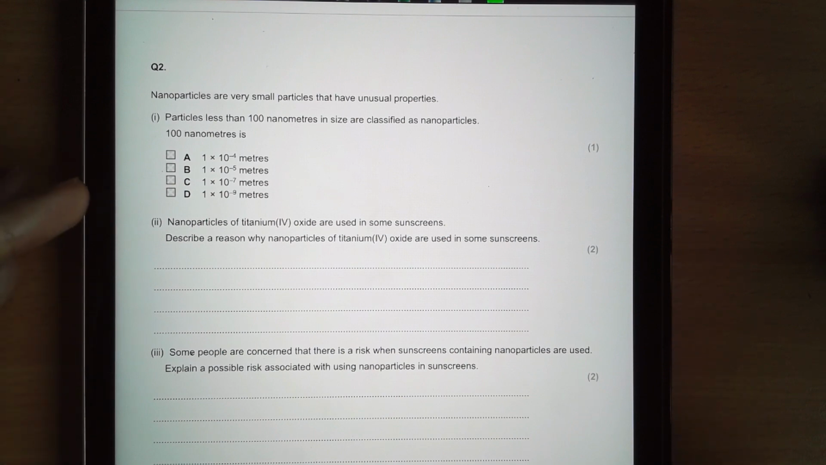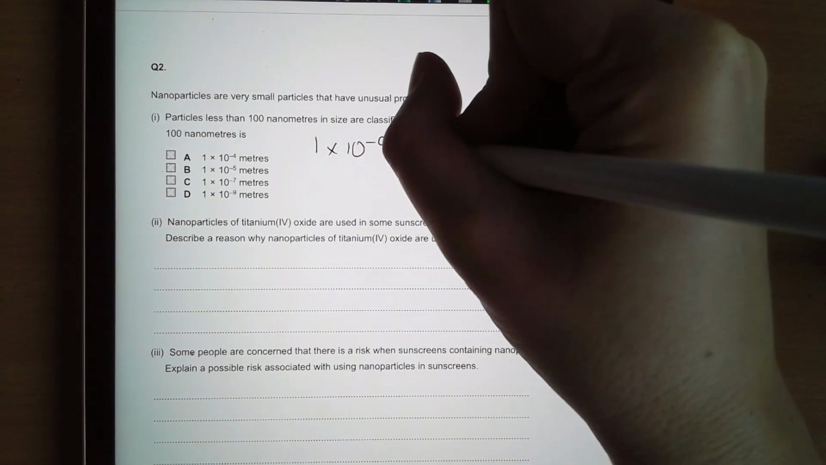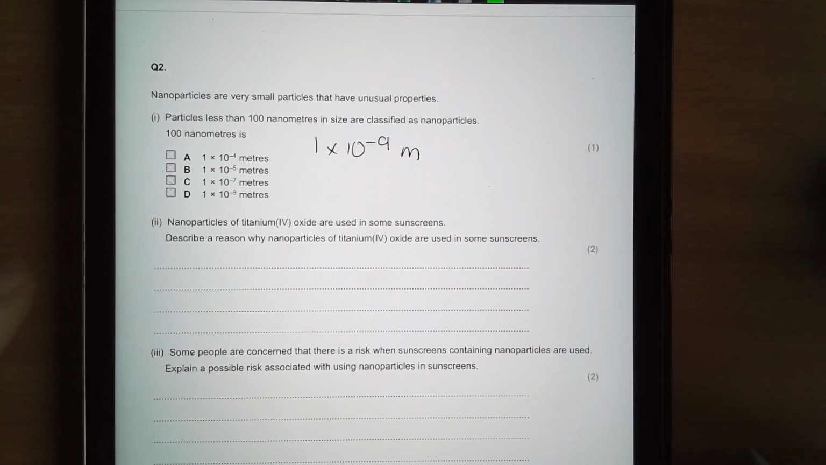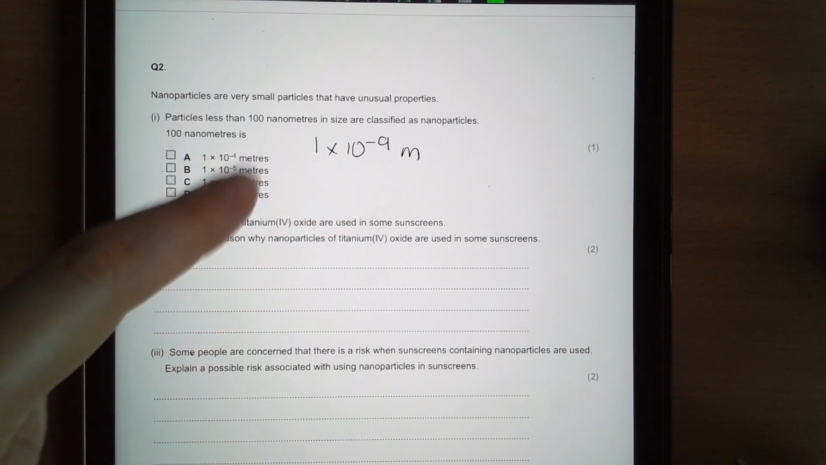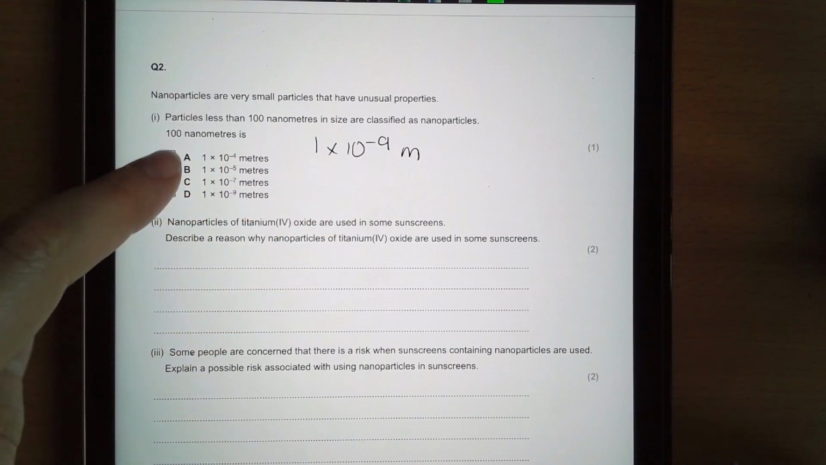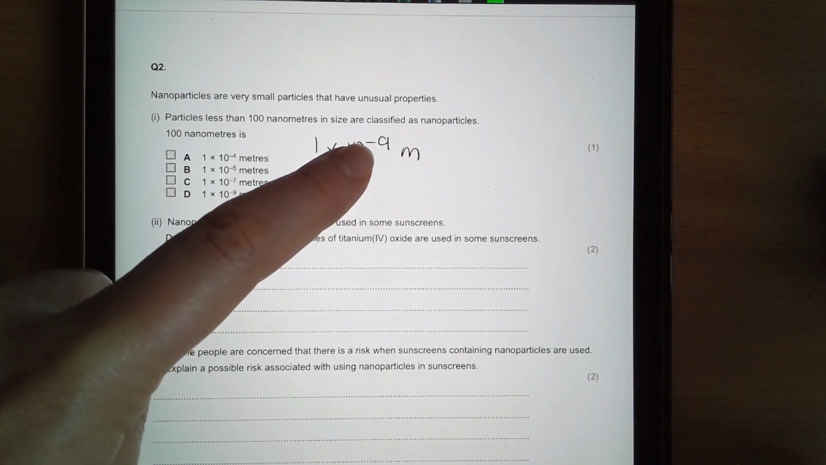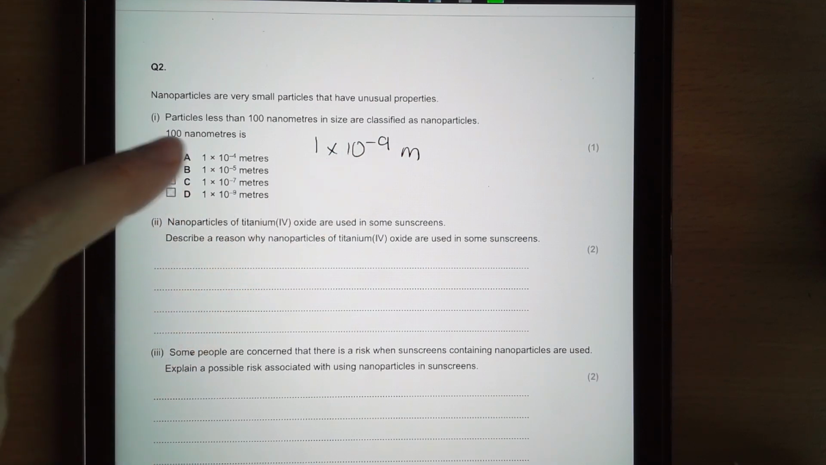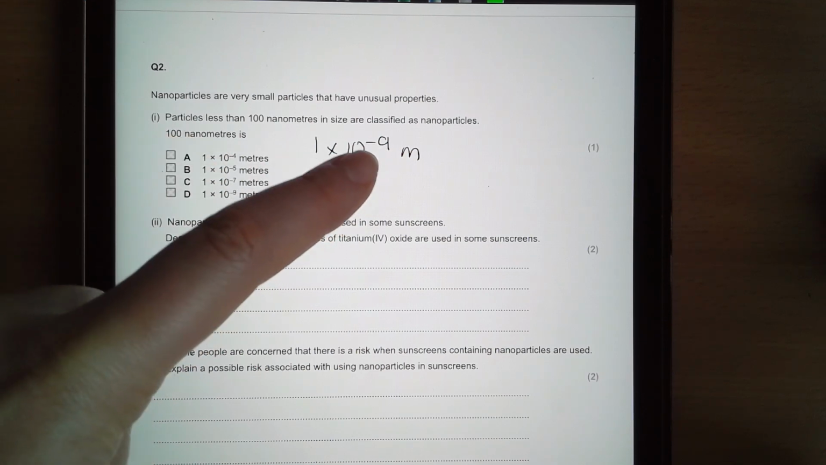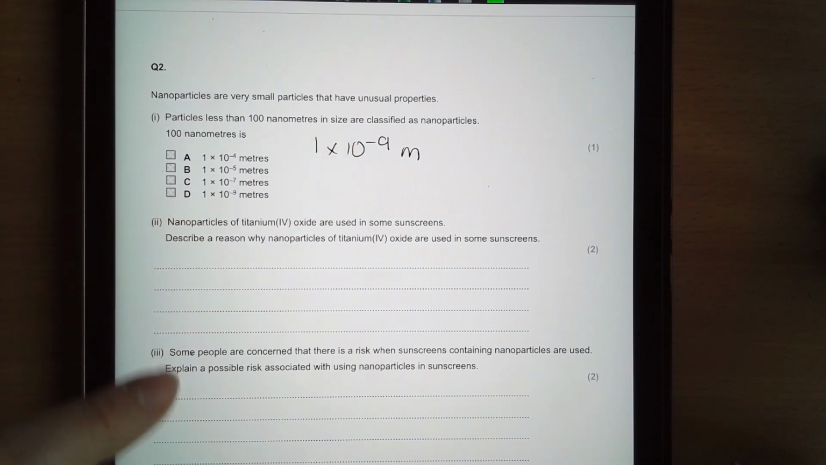You'll see lots of these questions asking you to put things into meters. You need to know that a nanometer is 1 by 10 to the minus 9 meters. So if they give you something in nanometers, you're going to be multiplying it by 10 to the minus 9. So hopefully you can just do this in your head. Okay, if it's 100 nanometers, if I'm multiplying 1 by 100, then I'll need to times this by 100, and I'm going to get 10 to the minus 7. But if you struggle to do that in your head, you can do it on your calculator. Just do 100 by 10 to the minus 9 on your calculator, and it will give you the right answer, which will be 1 by 10 to the minus 7.